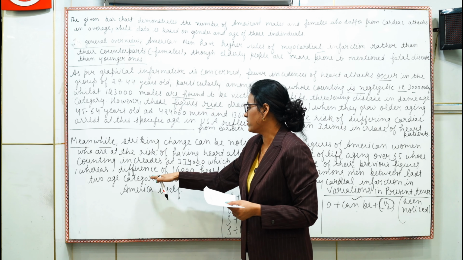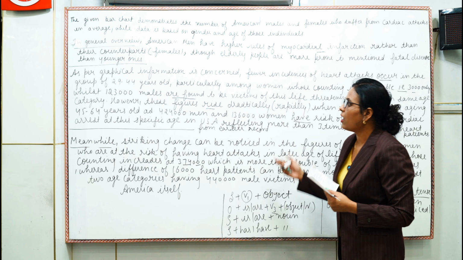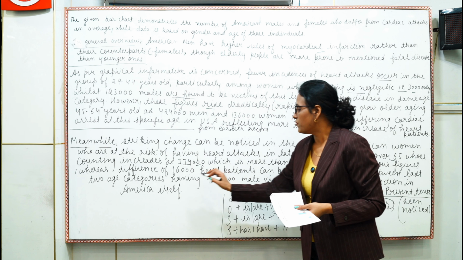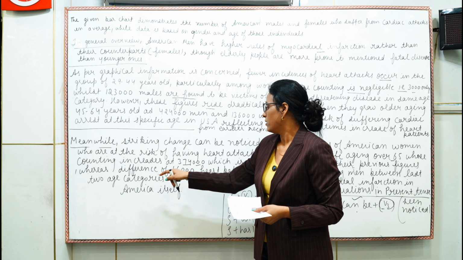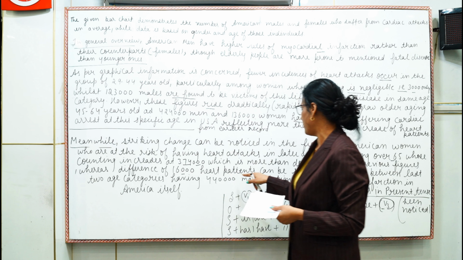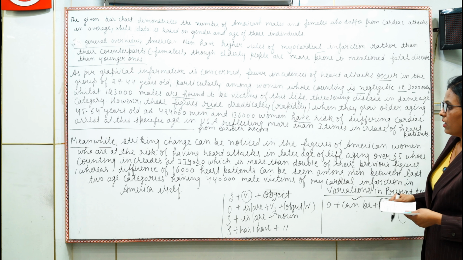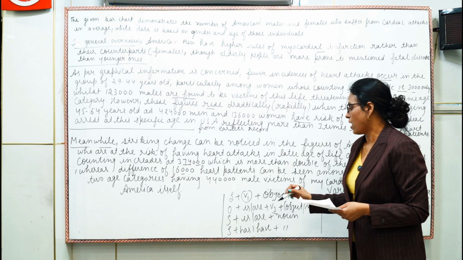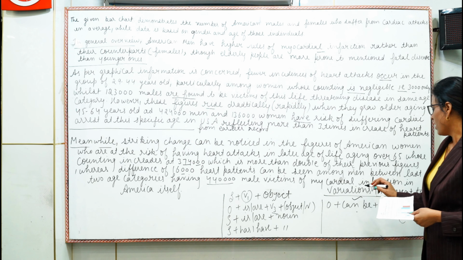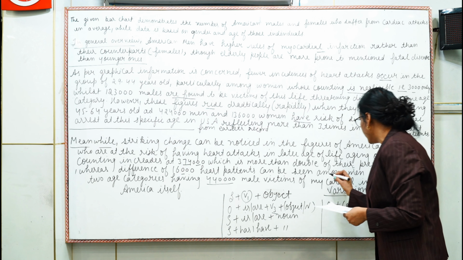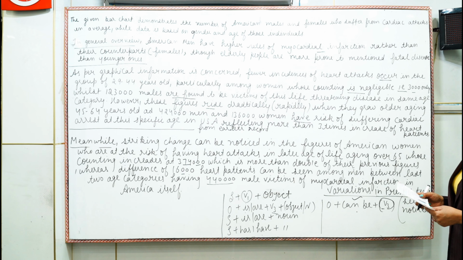So minor difference with whereas. But still listen, in a case of a heart attack, we can't say even 64,000 lives matter a lot, so that's why I did not write minor. So whereas the difference of 16,000 heart patients can be seen among men between last two categories, having 4,40,000 male victims of myocardial infarction in America itself.